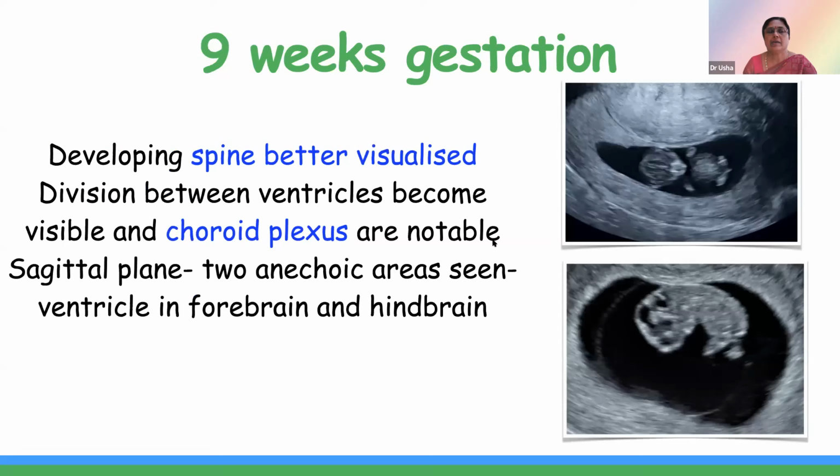So at 9 weeks, we will be able to see the developing spine better, and the division between the ventricles happens, and we will start to see the choroid plexus also. In the sagittal plane, we will also be able to see the ventricle in the forebrain and also the hindbrain.